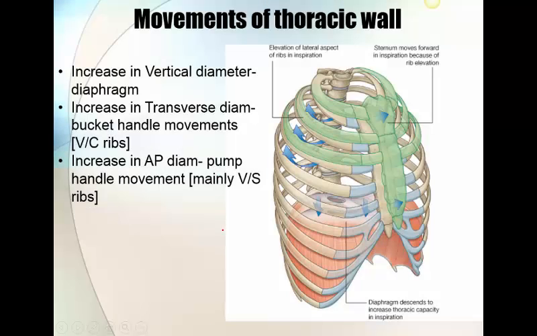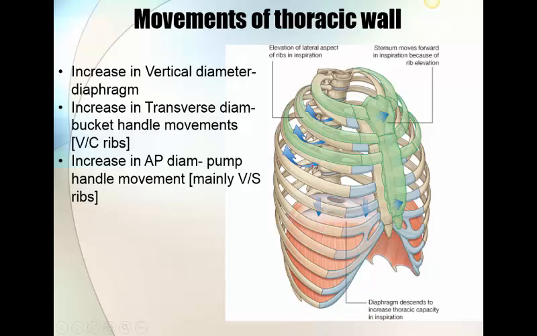Let's look at the movements of the thoracic wall. You want to increase the volume of the thoracic wall in all diameters. That means you want to increase it vertically, transversely, and anteroposteriorly. Vertical diameter is increased when the diaphragm descends. As I said, when the diaphragm contracts, the domes descend. So when the domes descend, the vertical diameter will increase.